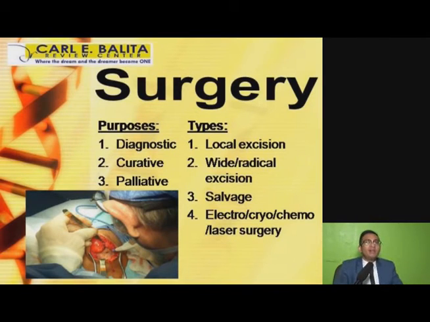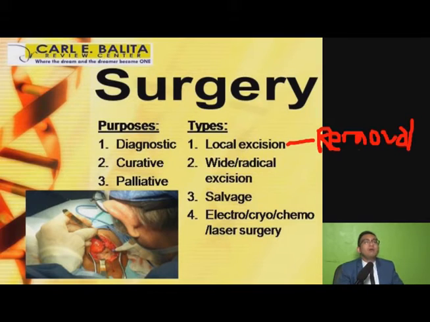Now, we have different types of surgery. What are those? Example, number 1, local excision. Anong tinawag pag local excision? That is the total removal of the entire tumor. Okay? So that is the entire tumor that should be removed. Total removal of the tumor. Wala kang ibang tatanggalin kundi tumor lamang.